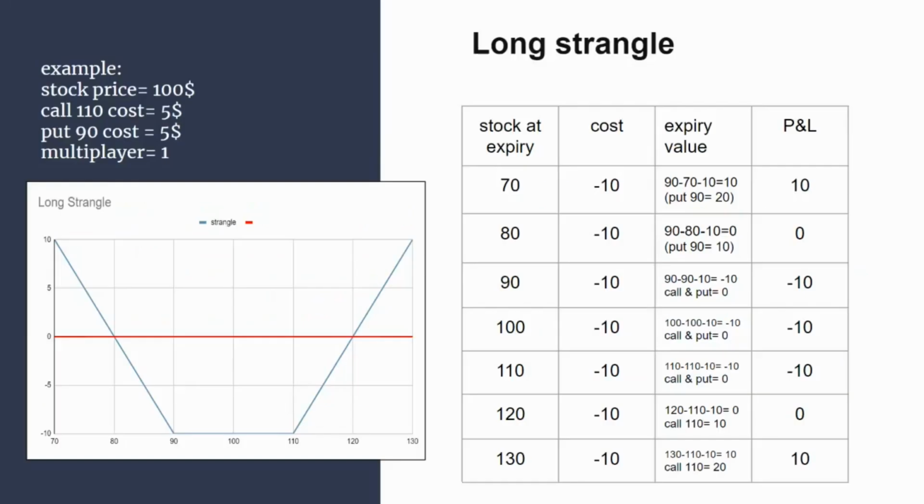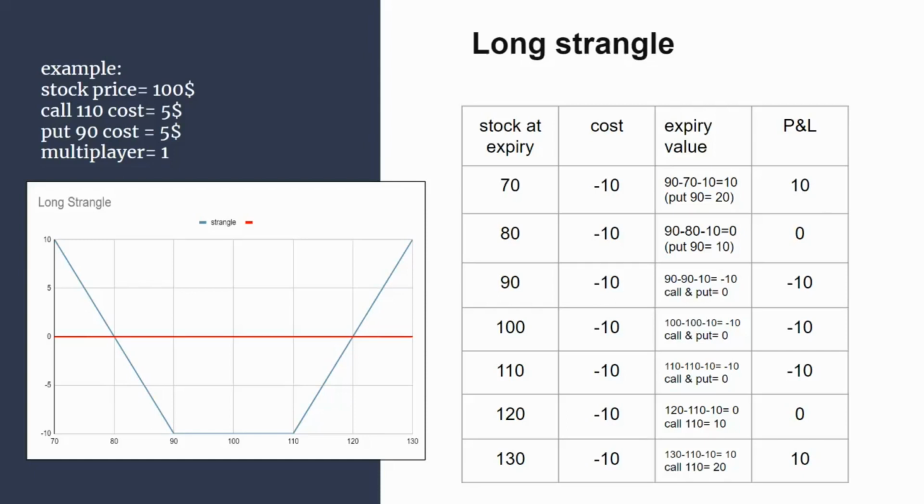All right, so we'll start with the long strangle. In this example, the underlying stock price is at 100, the 110 call costs $5, and the 90 put also costs $5. They are both out of the money. The multiplier is 1, and let's say there is a month till the expiration. We're going to build a scenario and a cash flow diagram, as you can see here. And let's assume that, again, we're going to have three kinds of good or bad expirations for us.